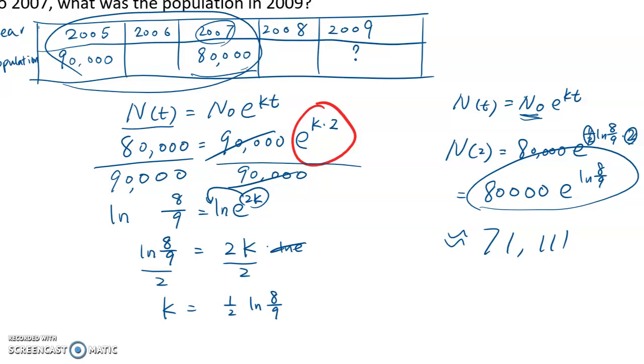Now let's see if it makes sense. It kind of makes sense, right? The population was 80,000 in 2007, and in 2009 it keeps declining. So it's 71,111. And that's the end of this problem.